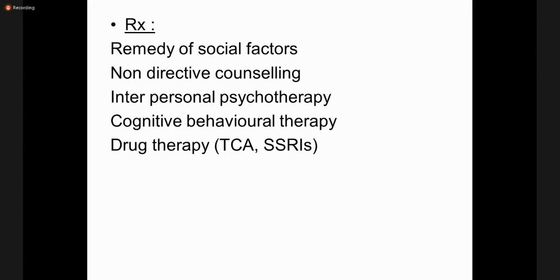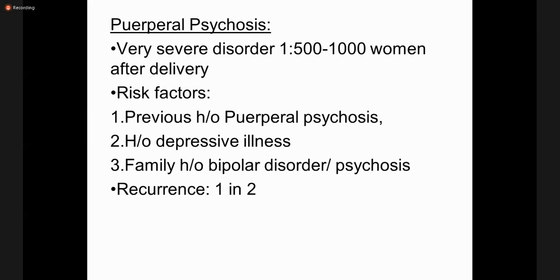postpartum depression. Okay, there is postpartum psychosis, which is a very severe disorder, and it occurs in 1 in 500 to 1,000 women after delivery. And what are the risk factors of psychosis? If the patient has a previous history of puerperal psychosis, history of depressive illness, or family history of bipolar disorder or psychosis. So these patients can develop puerperal psychosis, and the recurrence is 1 in 2.